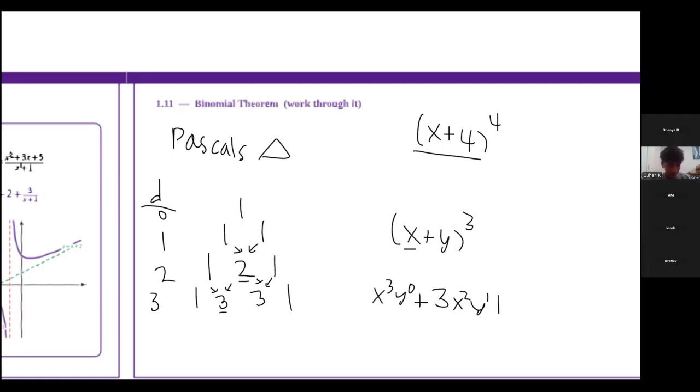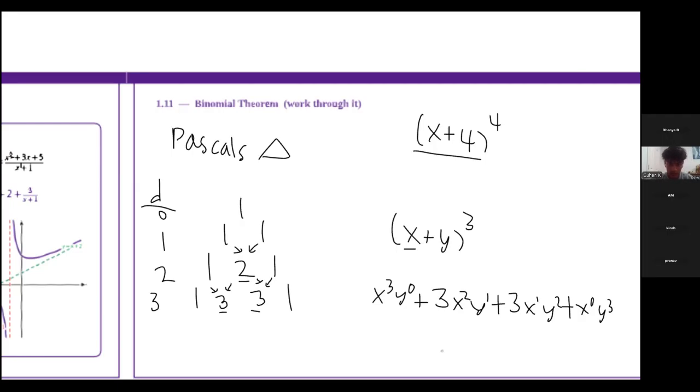Then, again, we look at the triangle, so 3, and then this time we put x to the 1, and then y to the 2. We're decreasing x by 1 and increasing y by 1 from the previous term. And then, finally, we have our last term, where the leading number is going to be 1, so we don't even have to write that. It becomes x to the 0, y cubed. Okay, cool.